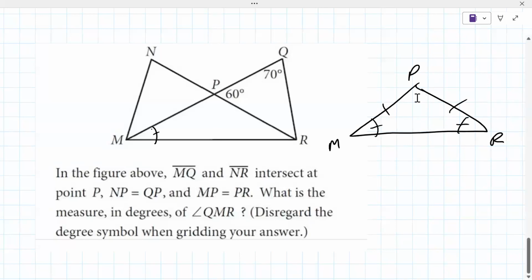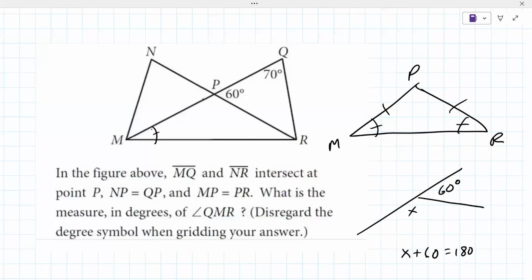So if you knew angle P, or this angle up here, MPR, and this is a straight line, what is the angle of MPR? There's a straight line there. It'd be 90. So this is 60, and then this is X plus 60 equals 180. Oh, it'd be 120. 120. Okay. And that allows you to find the two base angles because they're 30. Yeah, good.